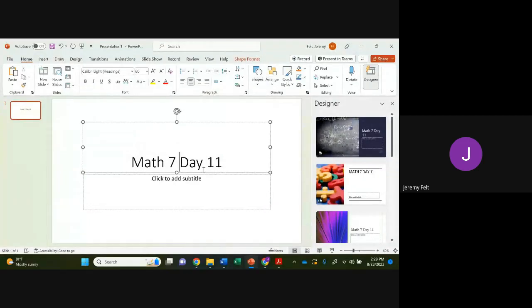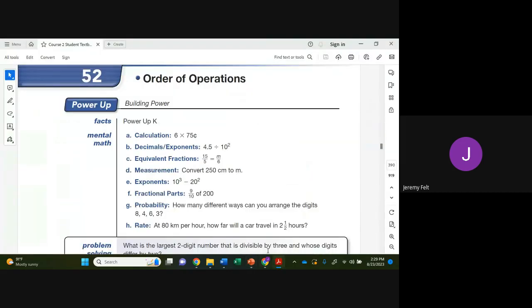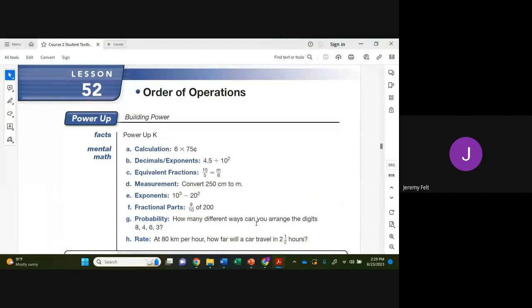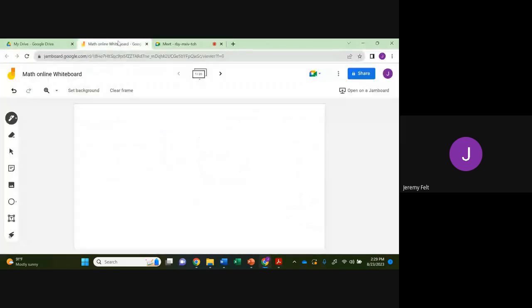Hi guys, so we're looking at day 11 here. We should be in unit 5, or I guess unit 6. We're looking at lesson 52 today, and we're doing order of operations.